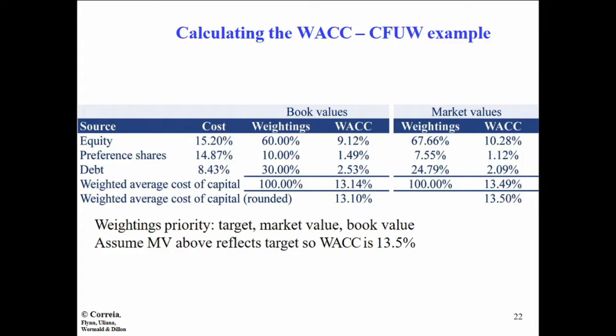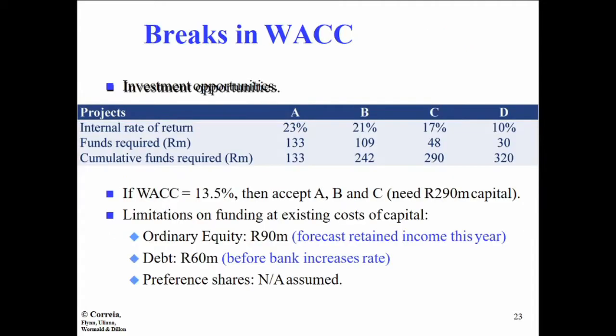So if we look at this example, the WACC using the market values has been calculated as 13.49%. What this means is that the company must earn a return of greater than 13.49% on its investments. Failure to achieve this return will result in a loss of shareholder value. So if a company retains its target capital structure, and if the cost of equity and debt remain constant, then the company's WACC will remain constant.